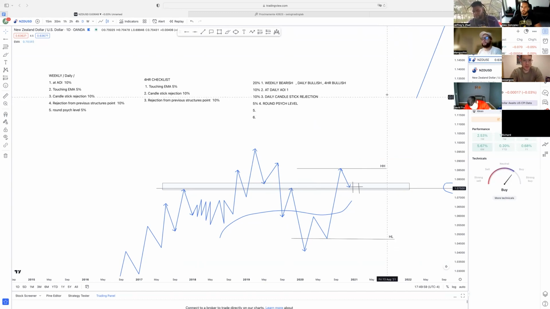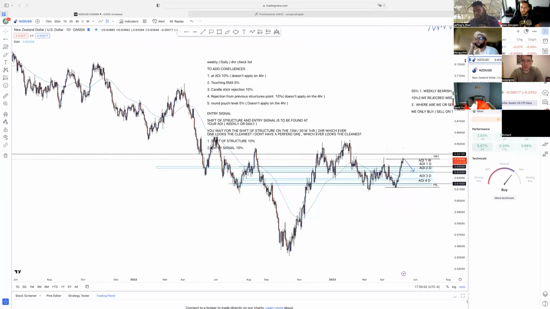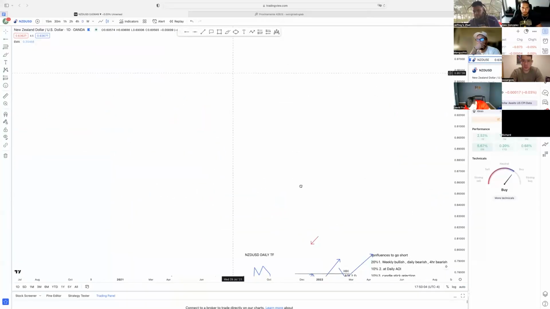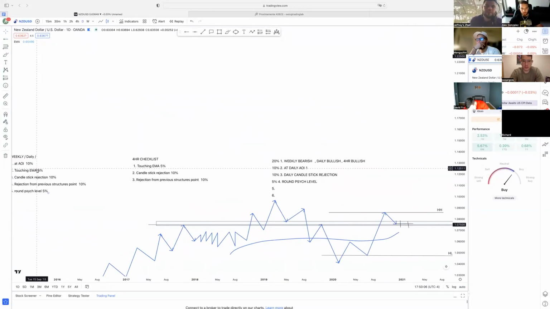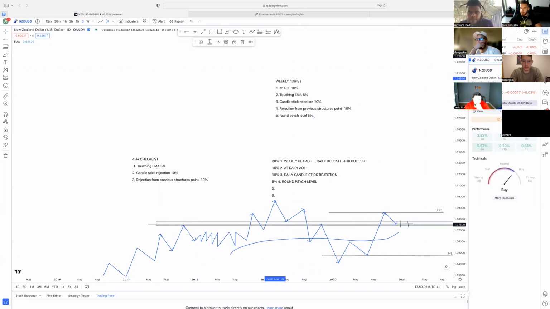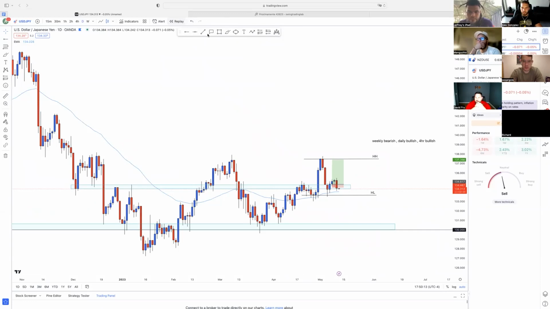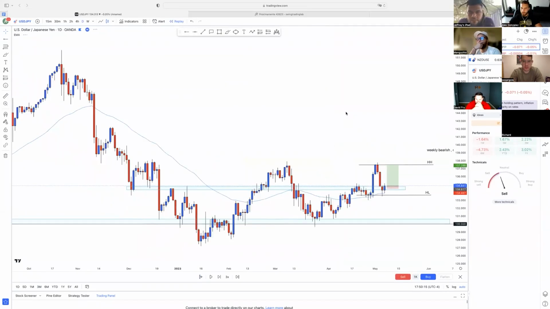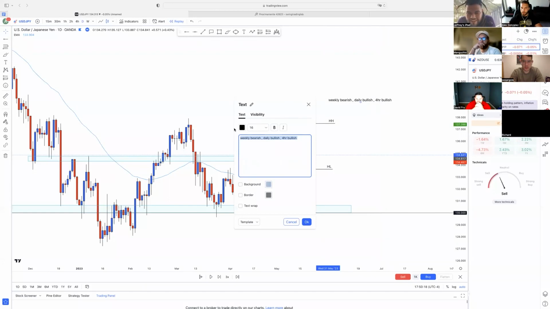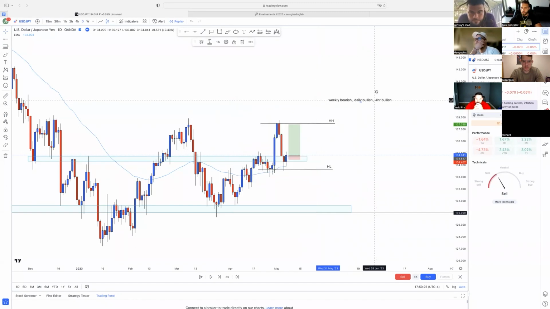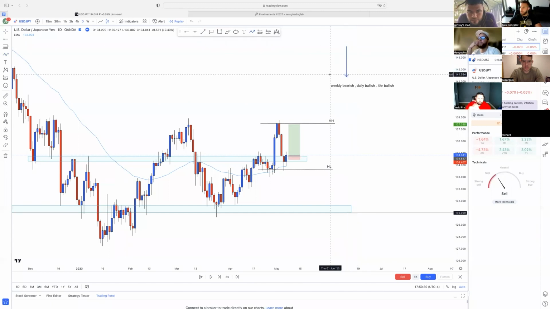Super clean, perfect. All right, so let's do this. We're going to take this same method right here, because this is our checklist. So we're going to come here to USD JPY. Let's just pretend we didn't get stopped out. We're understanding that the weekly is bearish, daily is bullish, and 4-hour is bullish. So are we looking for an area of interest on the weekly to buy? Type 1 if yes, type 2 if no.